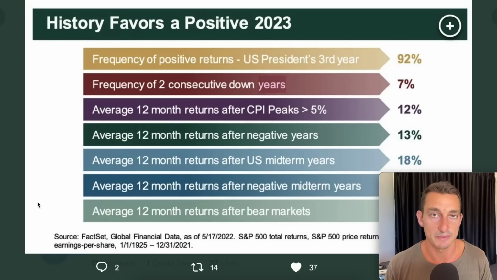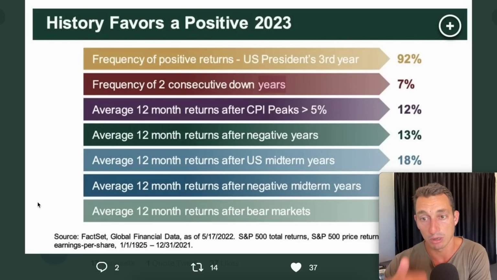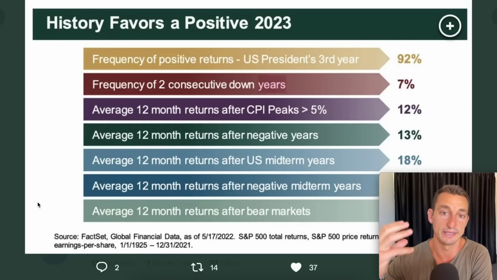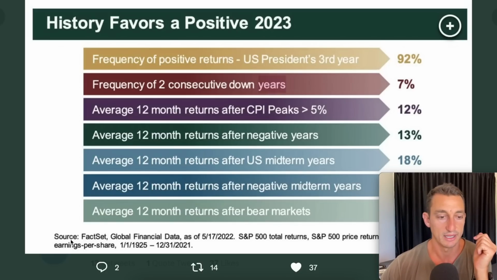Now, just because I think they're expensive doesn't mean they're going to come down. I've got to keep playing with what the market is giving me, and at the moment, the data around the third year of the presidential cycle is that we're probably going to see higher prices, or at least hold up at these prices in 2023. Essentially, the year of 2023 not being a negative year like what we saw in 2022. This is some of the data here, sourced from FactSet, Global Financial Data. You can see some of the dates here as well, as of May 17th of 2022. So history favors a positive 2023.